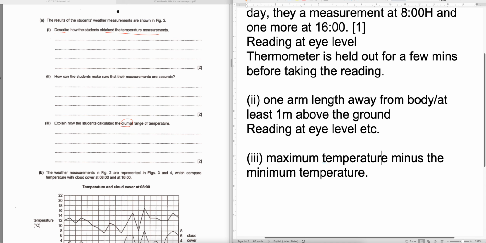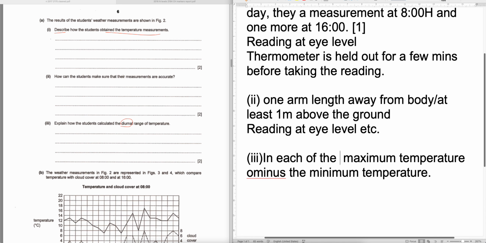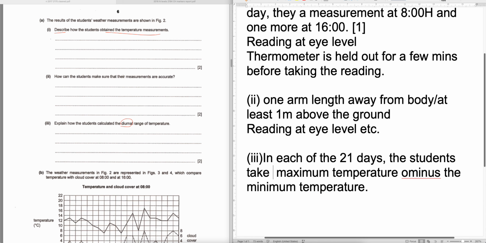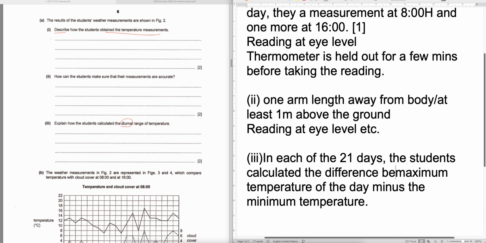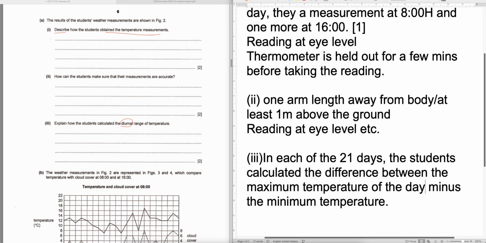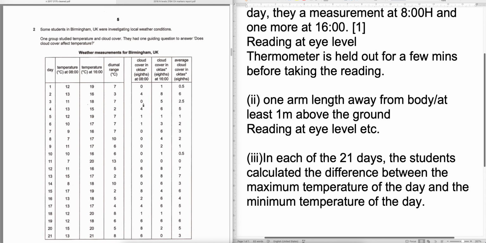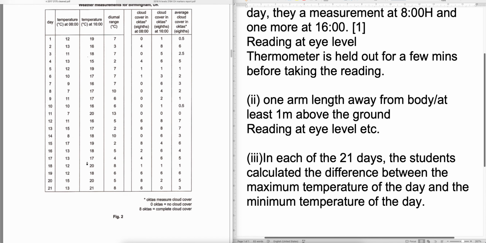It needs to be the maximum temperature of each day. So you must say that in each day of the 21 days, the students take the maximum temperature of the day, and minus the minimum, or you can make it more elegant: the students calculated the difference between the maximum temperature of the day and the minimum temperature of the day. To be even more precise, how did they even get the maximum and minimum temperature? You will see that most of the time they take the maximum temperature at 4 p.m.